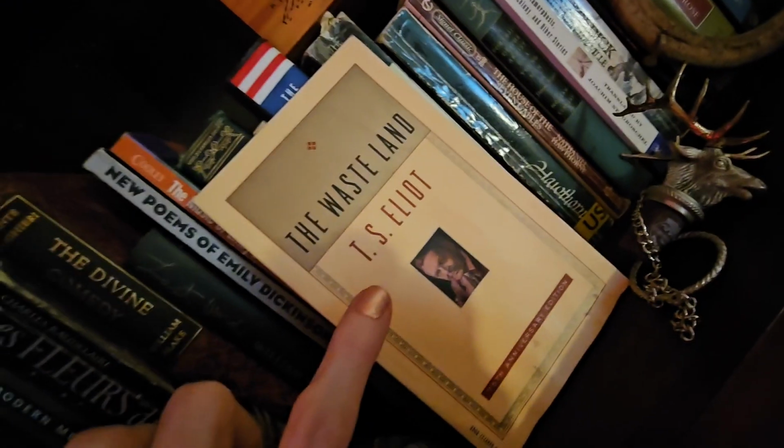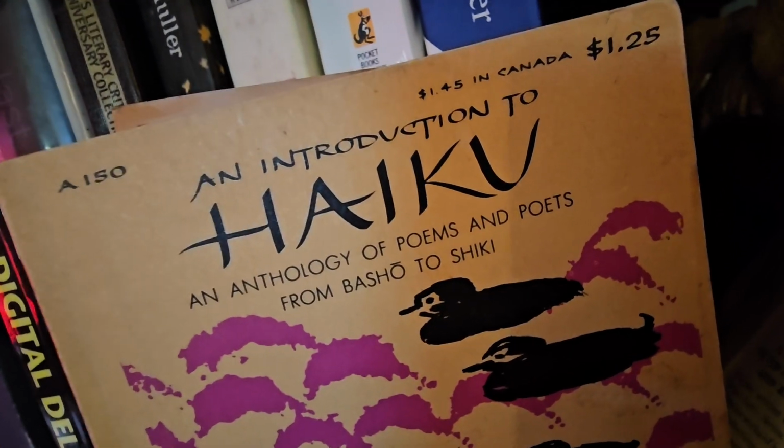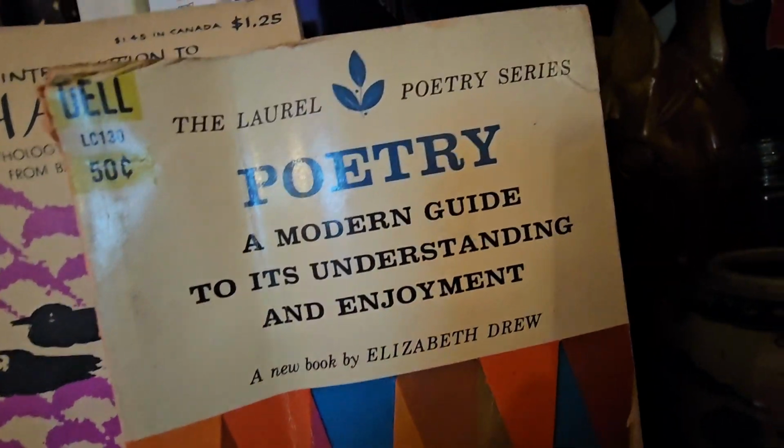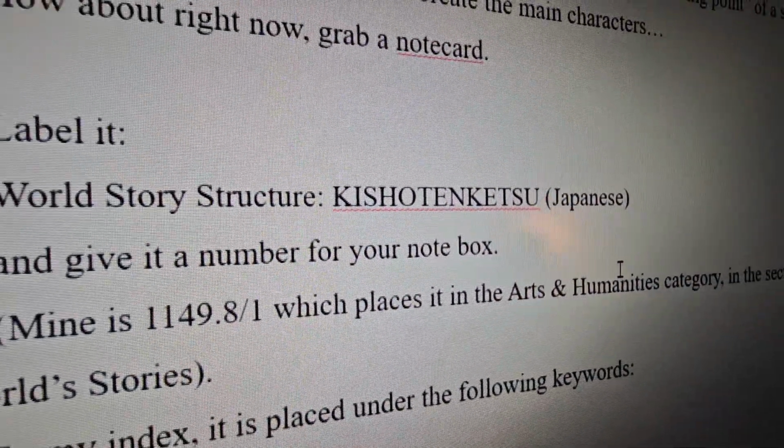The reason I mentioned that is some of these more internationally recognized story structures that I'm going to be walking you through go back very, very far. They've been around forever, which means we've seen lots of amazing examples of them, ways that people have used them. Here we go. Bingo. An Introduction to Haiku, Anthology of Poems. And then I also refer to, this is a classic, even a little laurel paperback from the 50s, Poetry, A Modern Guide. So I dipped into those as I was working through this really cool Japanese system that I'm talking you through.